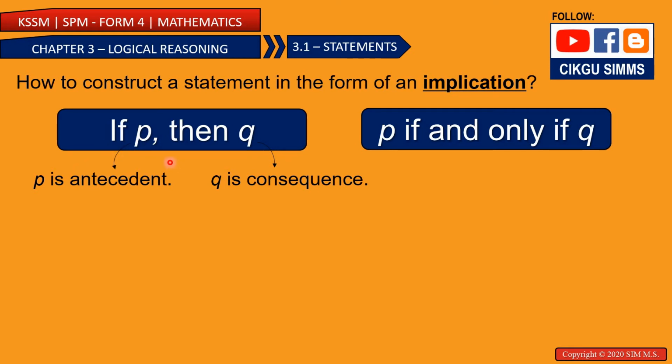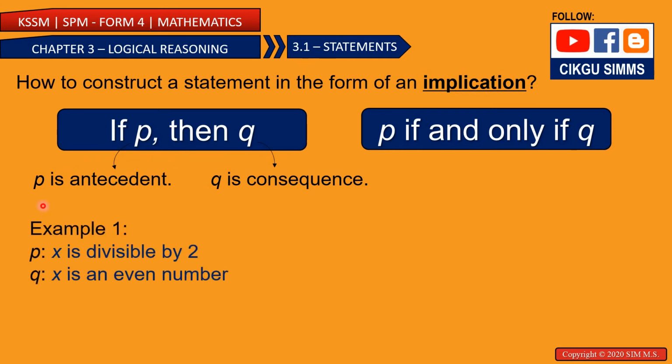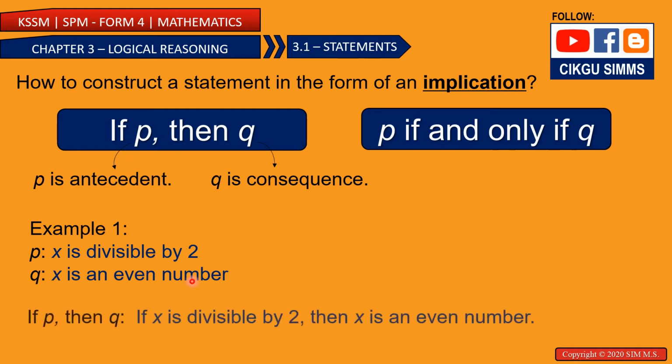Let's see the first example. Statement P: x is divisible by 2. Statement Q: x is an even number. So if P, then Q. If x is divisible by 2, then x is an even number. So if P, then Q.